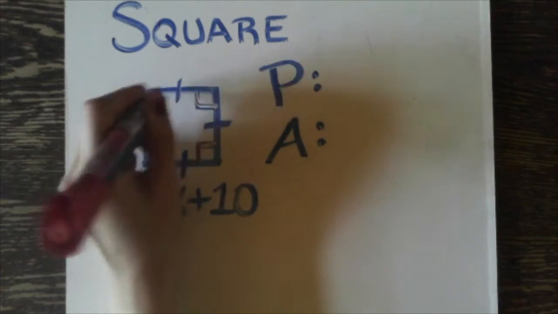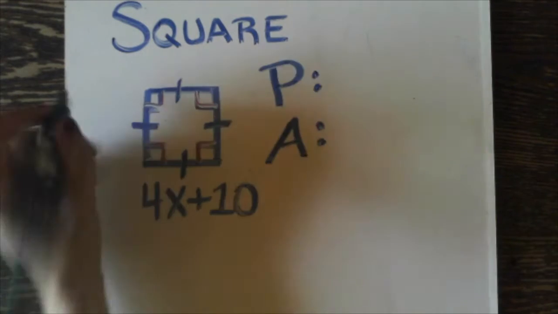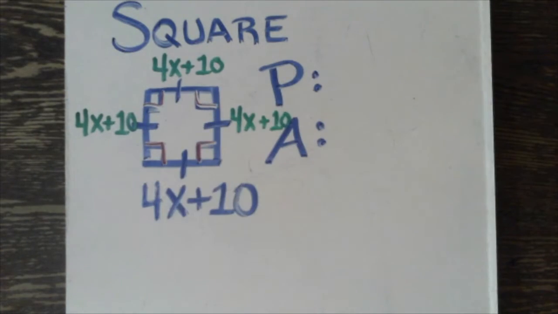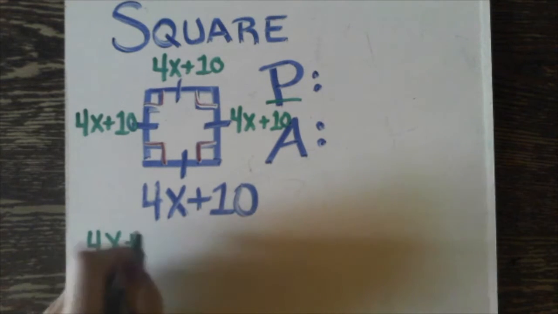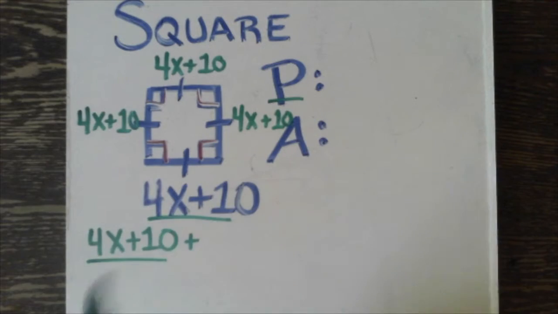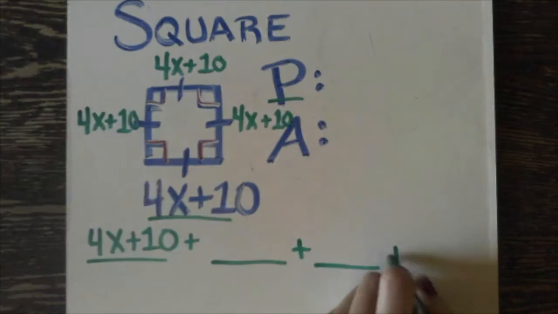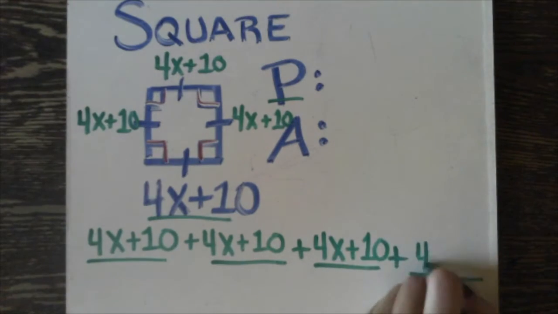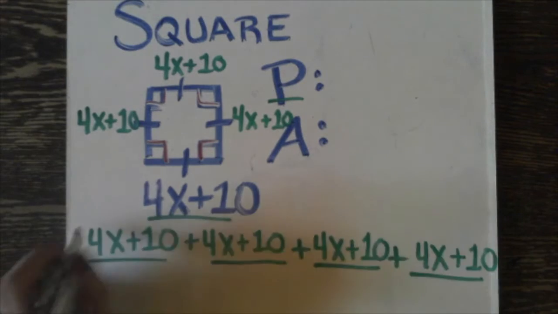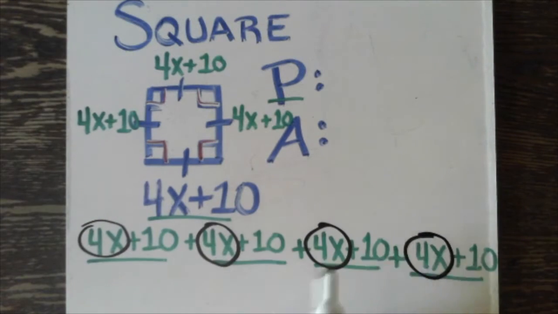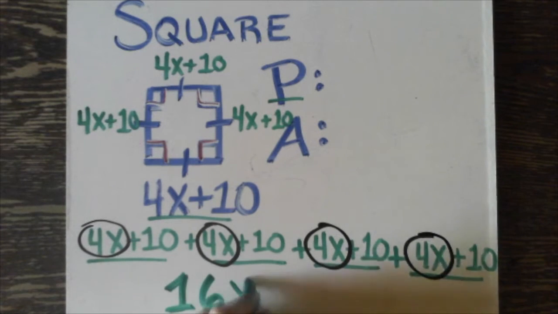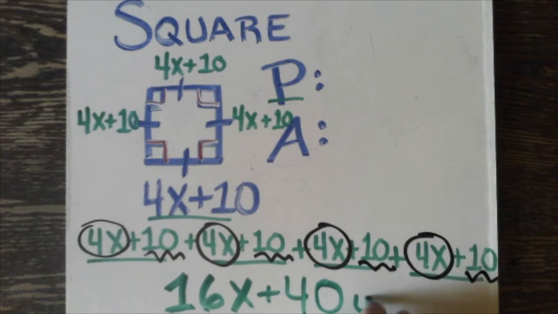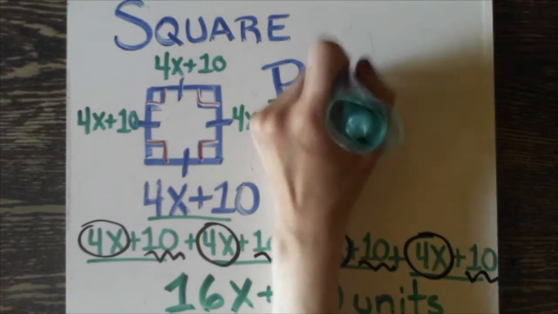Now we have another square with 4 right angles, and each congruent side is 4x plus 10. Again, our perimeter is going to be adding all 4 sides, in this case 4x plus 10 plus 4x plus 10 plus 4x plus 10 plus 4x plus 10. You say it 4 times. You can also use the distributive property to say 4 times (4x plus 10). If you are going to add, let's say 4x plus 4x plus 4x plus 4x is 16x. And 10 plus 10 plus 10 plus 10 is equal to 40. So our perimeter is 16x plus 40 units.